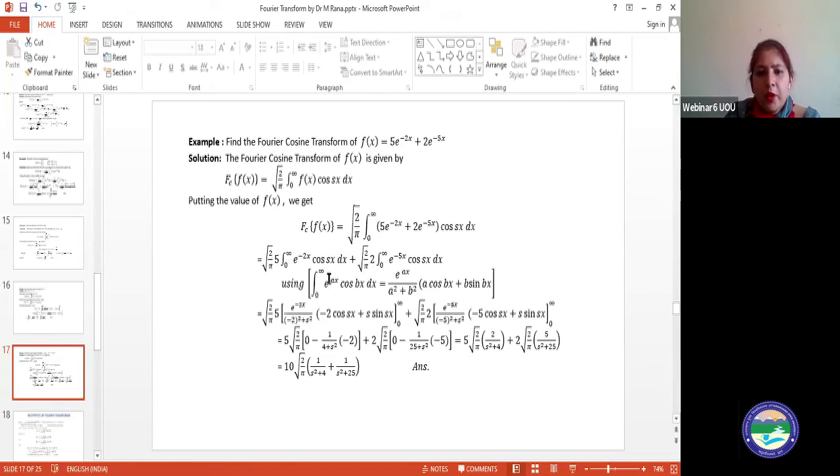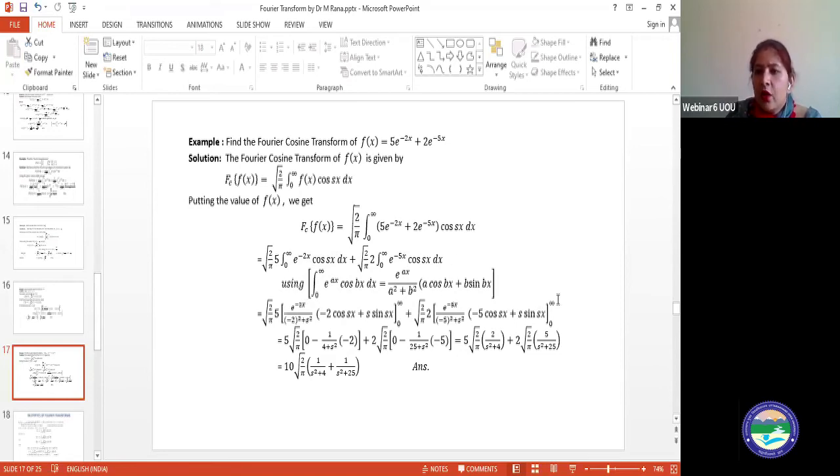And you know from the particular integral, the value of this function: integral from 0 to infinity of e raised to power ax cos bx dx equals e raised to power ax upon a square plus b square, a cos bx plus b sin bx. Here, for this case, a is minus 2, and for this case, a is minus 5. So by using this equation, you can solve this integration as this. So this one is the result part of this equation. You will get this function.